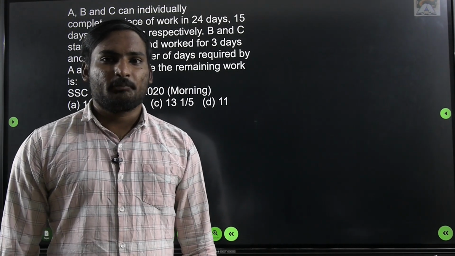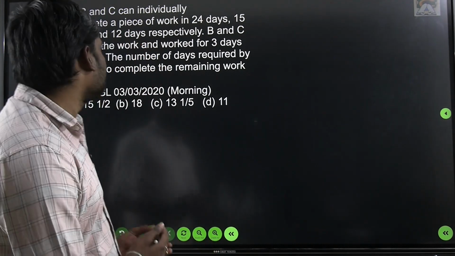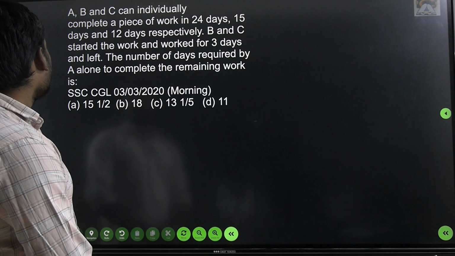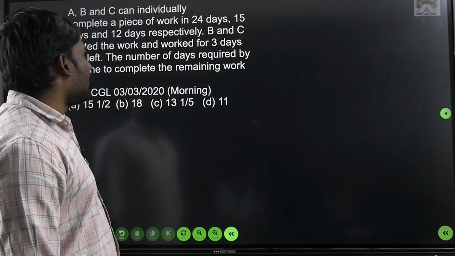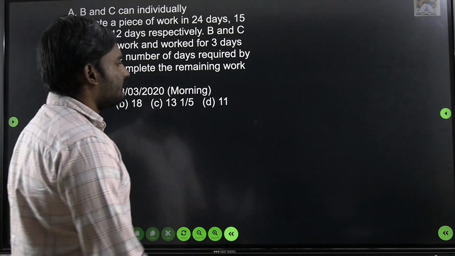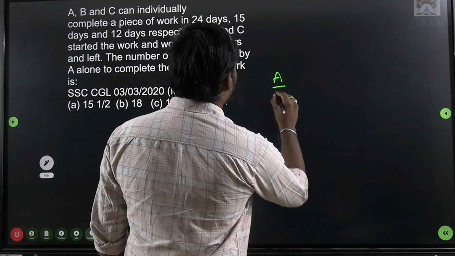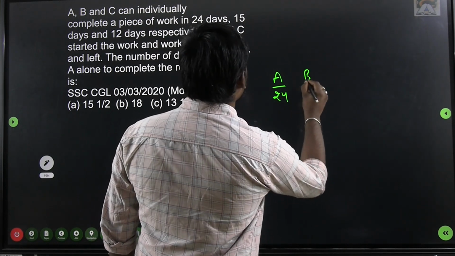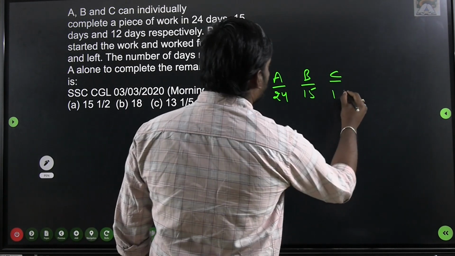Today we will discuss time and work related questions. First question: A, B, C can individually complete a piece of work in 24 days, 15 days, 12 days. A can complete in 24 days, B in 15 days, C in 12 days.